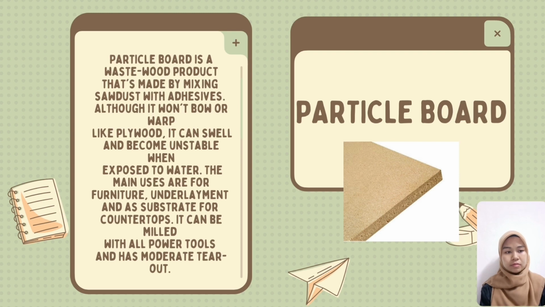So now, the other type of timber is particle board. Particle board is a waste wood product that's made by mixing sawdust with adhesive. Although it won't bow or warp like plywood, it can swell and become unstable when exposed to water. The main uses are for furniture, underlayment, and as substrate for countertops. It can be milled with all power tools and has moderate tear out.